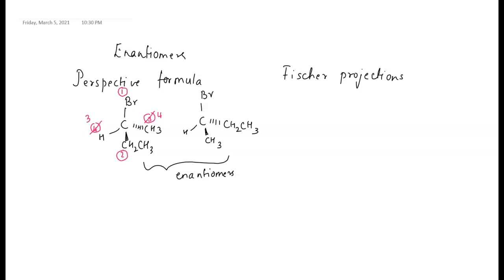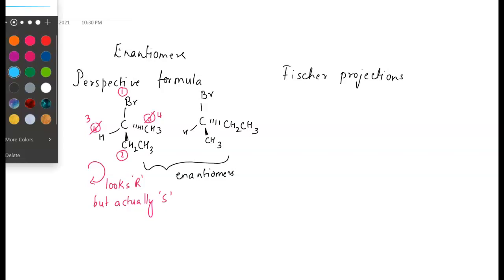Then you do the rotation clockwise or anti-clockwise, but in this case you go from 1 to 2 to 3, right? 1 to 2 to 3, which is a clockwise direction. It looks R, right? Looks R, but is actually S. Remember, we talked about if you swap, you have to swap your answer too. So since we did one swapping, you get your answer as S. Okay, so the configuration at this carbon atom is S.